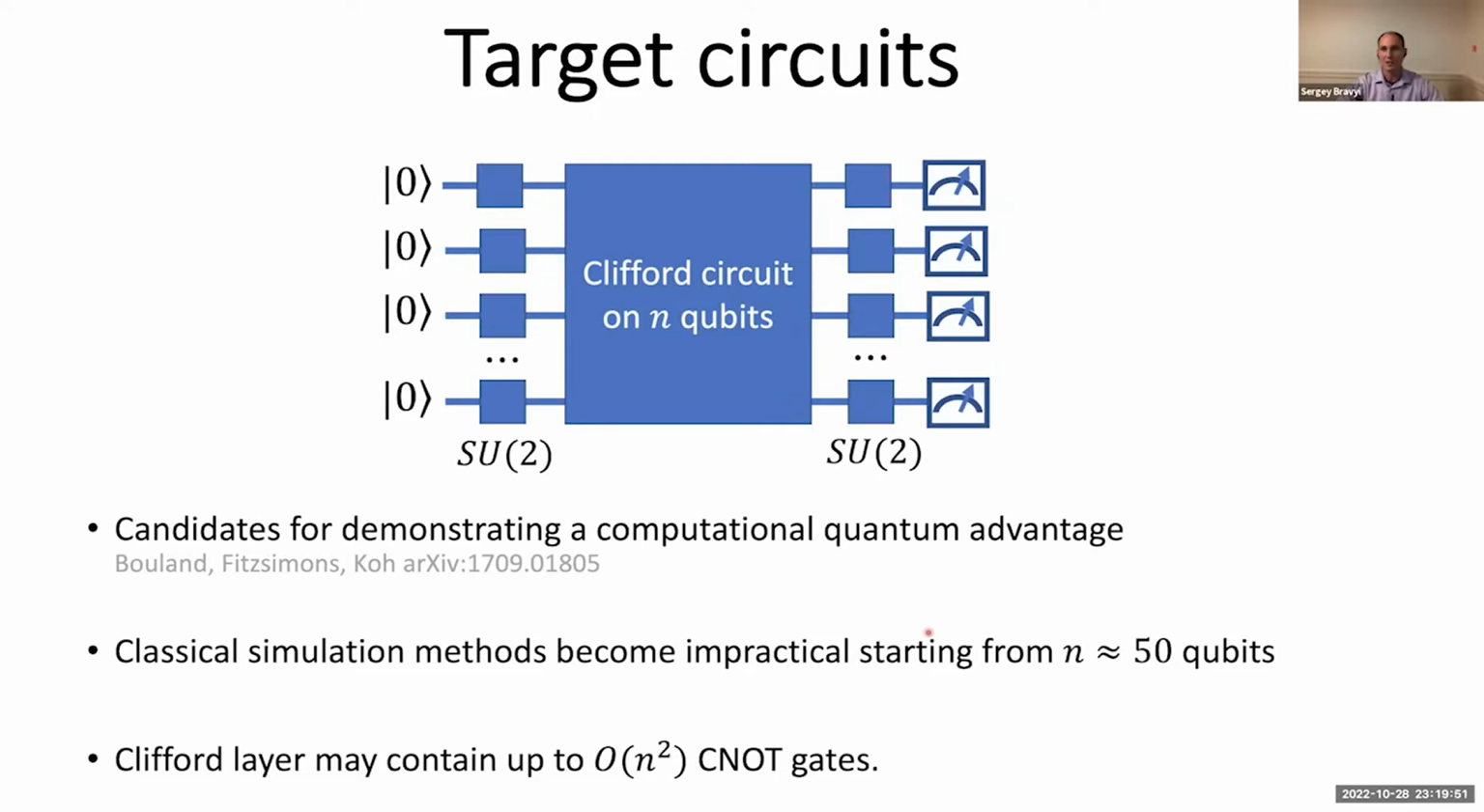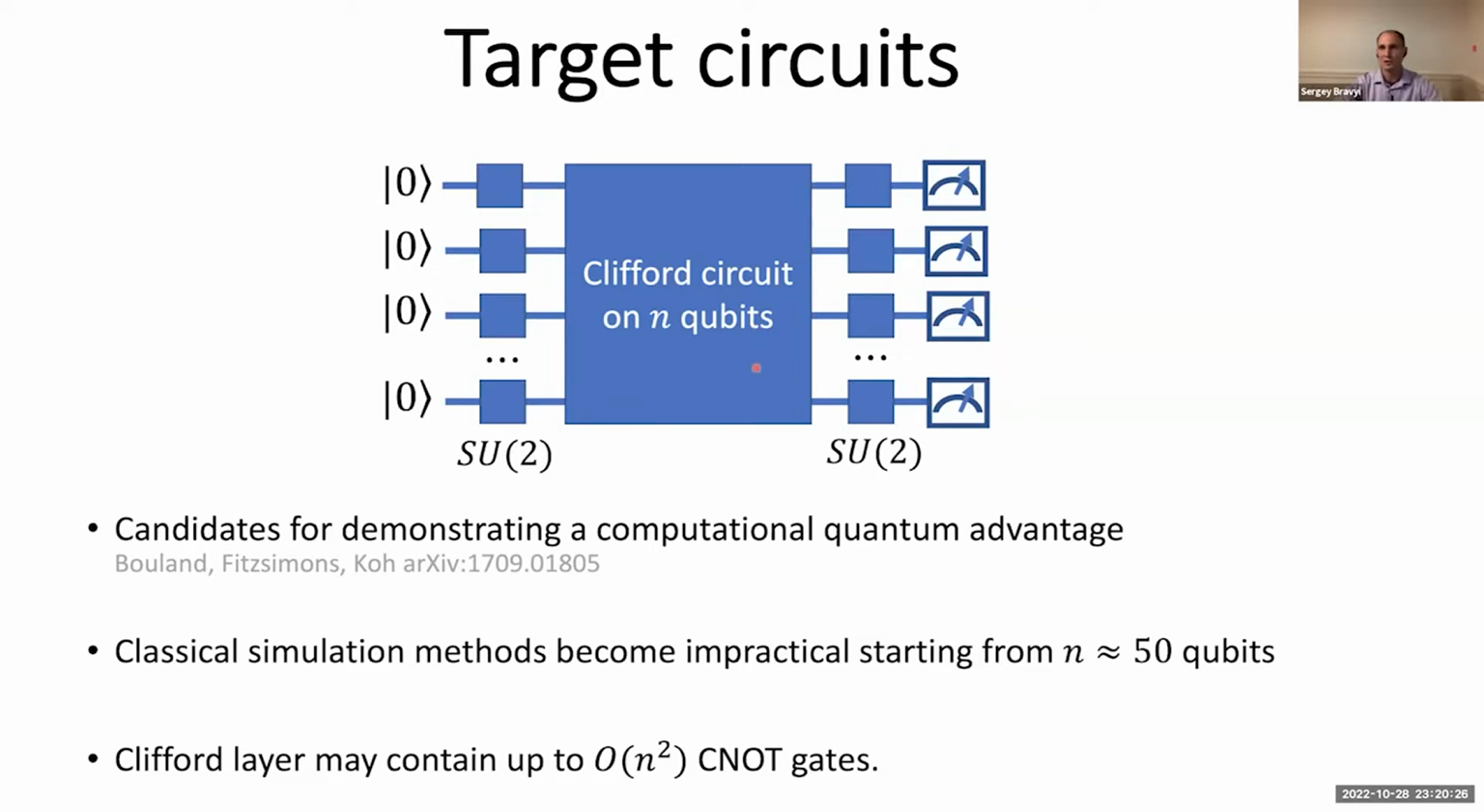This task becomes classically hard already for 50 or 60 qubits. In fact, such circuits were proposed as candidates for demonstrating quantum advantage in this paper by Adam Bouland and others. I will focus on mitigating errors in the Clifford layer because it potentially contains a large number of CNOT gates, which are the most noisy gates.